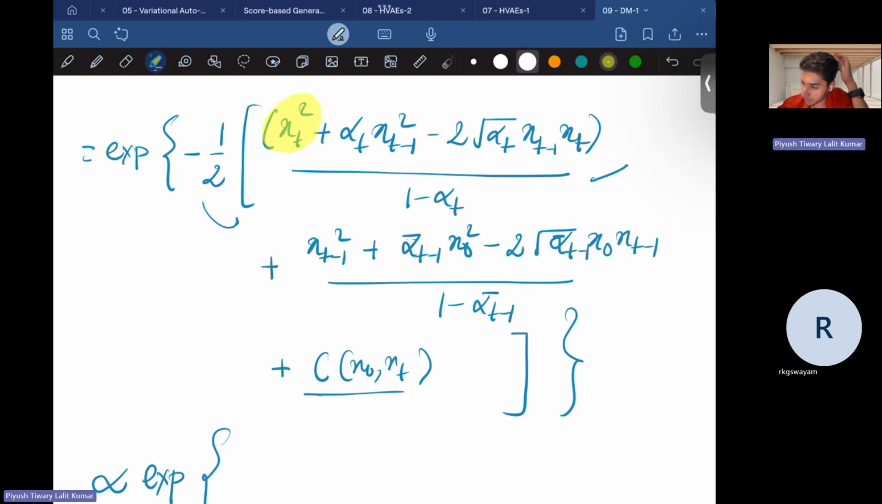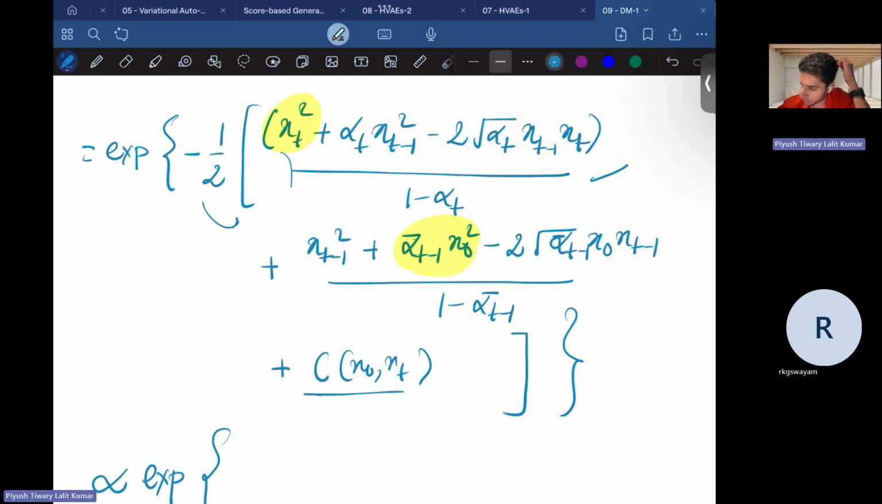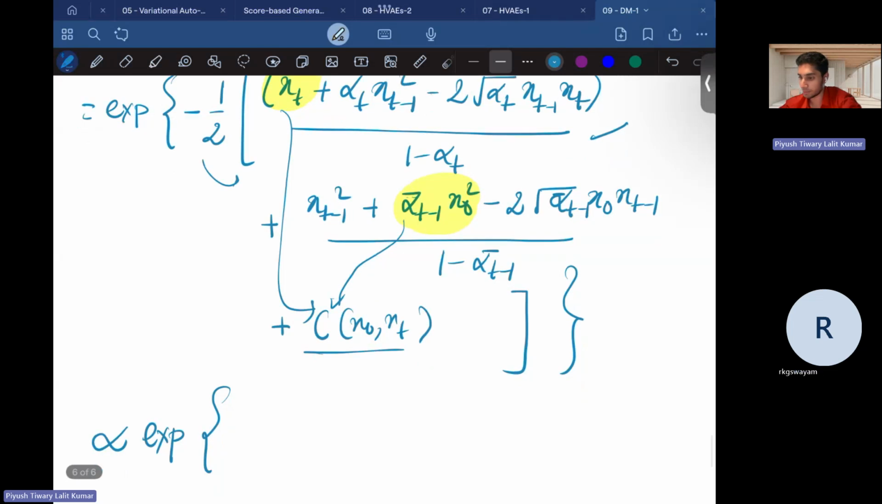So this xt is again not of our interest. This x naught term is again not of our interest. This term has xt minus 1, this term has xt minus 1, this has xt minus 1, this has xt minus 1. So these terms are of our interest. What we can do is these two things can also be subsumed in this constant term. Is that fine? Whatever term does not involve xt minus 1, just ignore them. That's all.